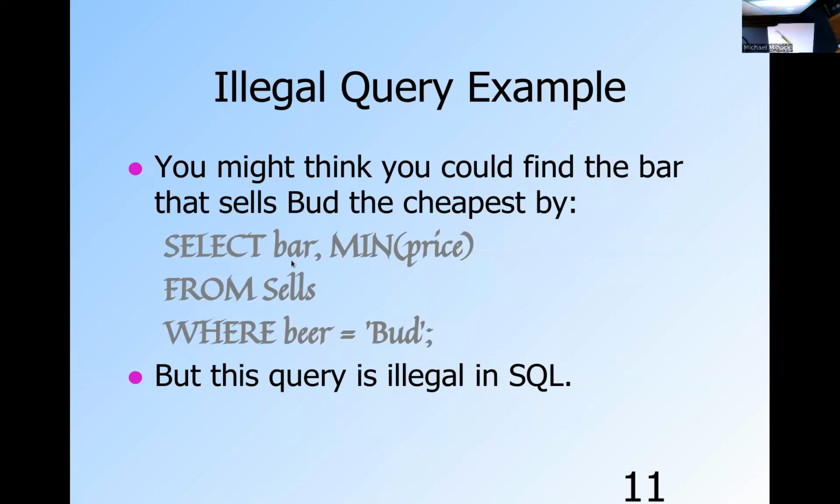So here, when it says bar and the minimum price from sells, this bar is not in any kind of group by. So this really doesn't make any sense. The way to solve this would simply be to group by bar. I hope people see why this doesn't make any sense. It's a semantic error in the query.